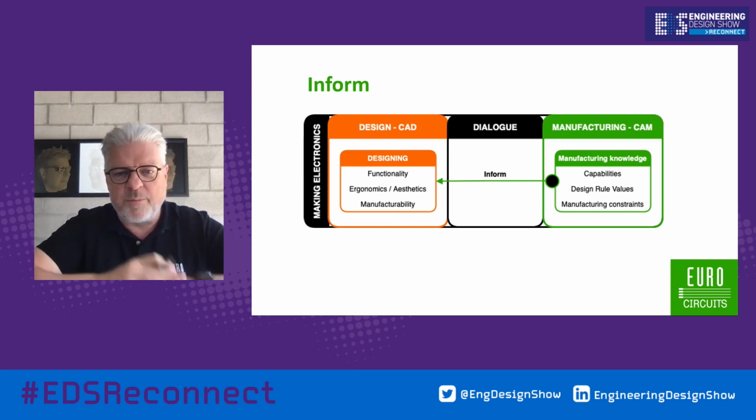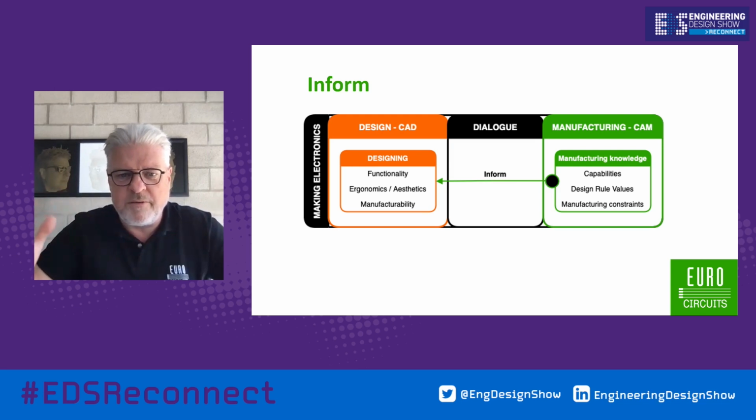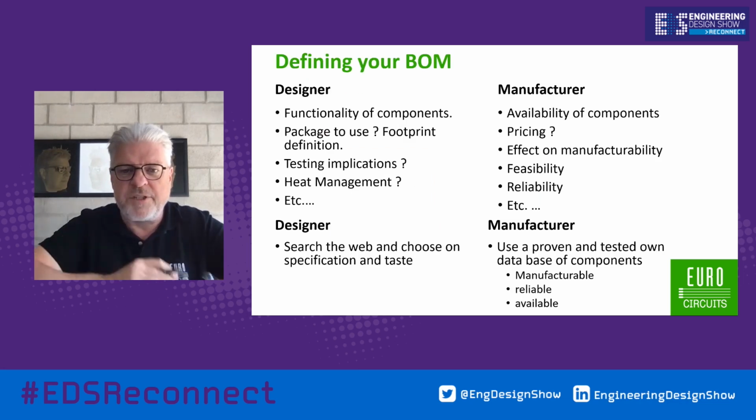Well, in the design process or in the entire value chain, if you think about designing, then first you think about functionality, the ergonomics, the aesthetics, the manufacturability. But to be able to think about this thoroughly, you need information. And this information usually comes from the manufacturing side, namely, what are the capabilities, the design values, the manufacturing constraints, and so on. And the first thing in this process is defining your BOM.